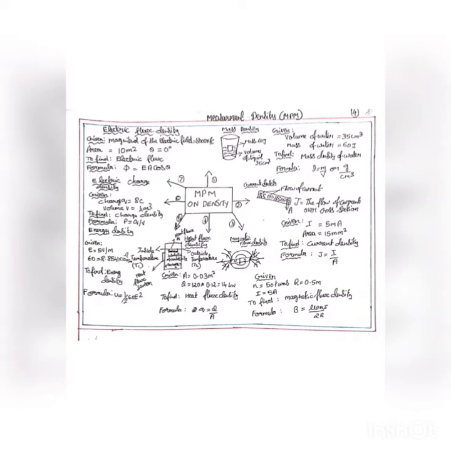Next we can move to magnetic flux density. In this they have given the number of turns as 50, radius as 0.5 meter and current as 5 A. We have to find the magnetic flux density. We can use the formula B is equal to mu naught N I by 2R.